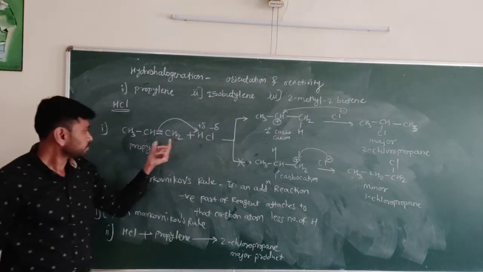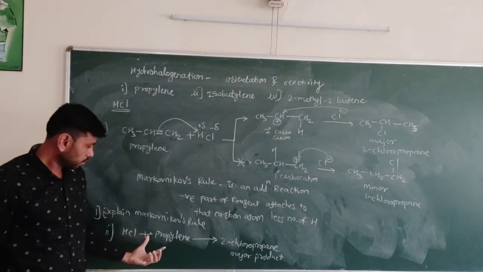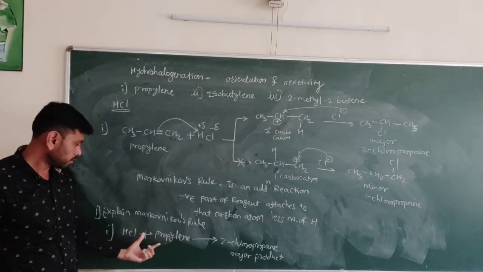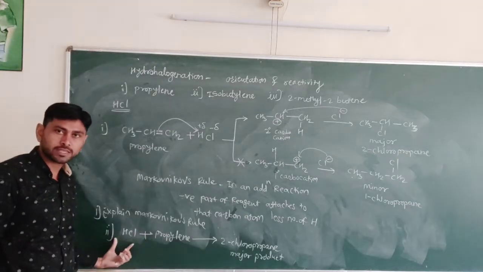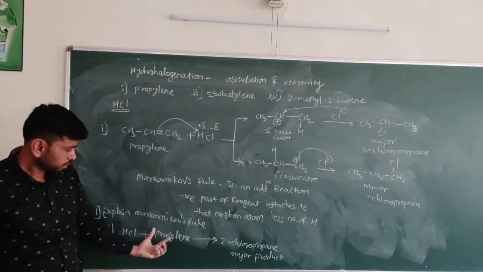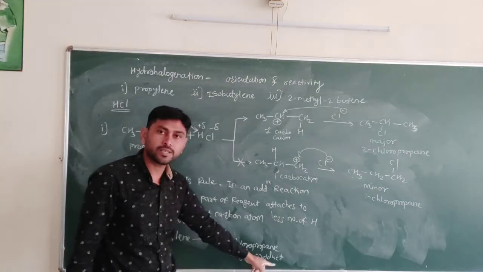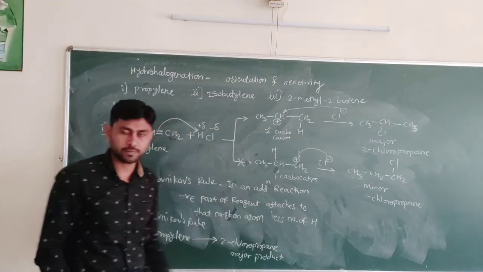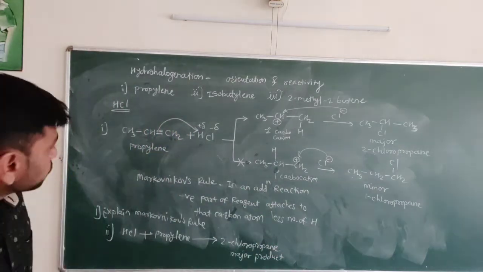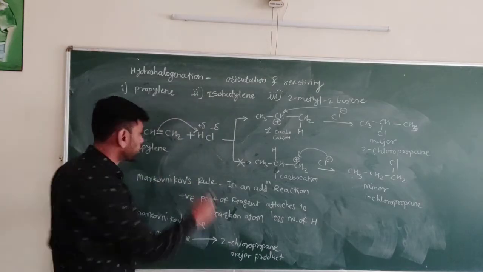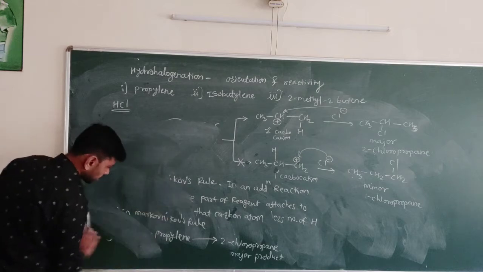Now in this case, the question is like this: in an addition reaction of HCl to propylene, 2-chloropropane is obtained as a major product. Why? Or explain. See another, second, that is addition of HCl to isobutylene. See what is the difference here?